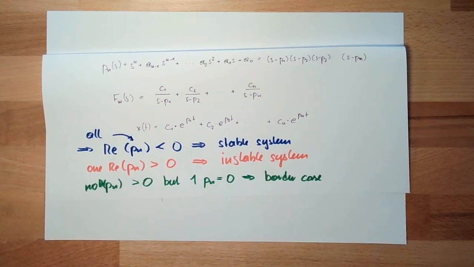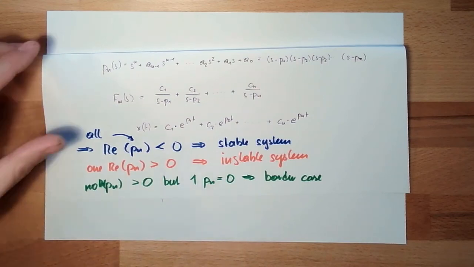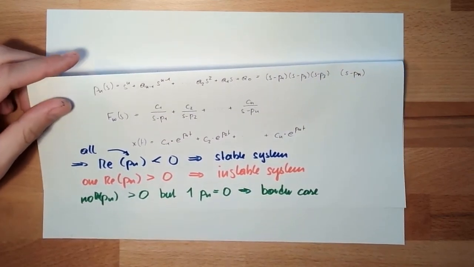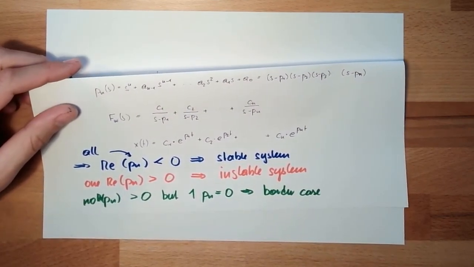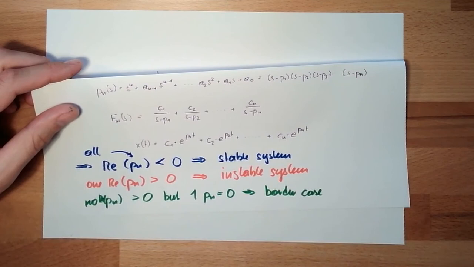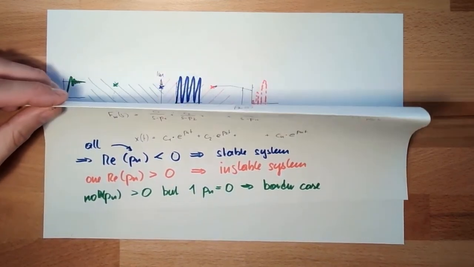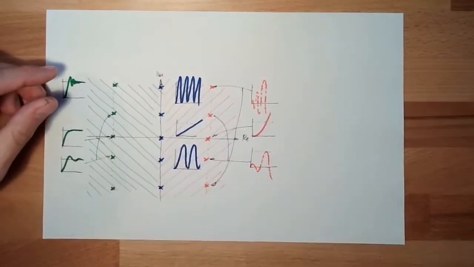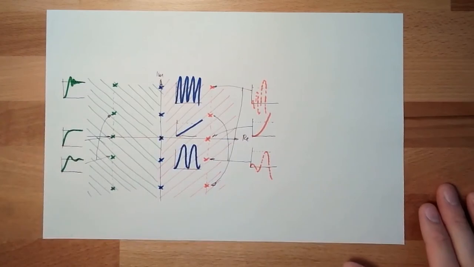So this is already one stability rule, which looks a little bit like voodoo. There's also a second stability rule, which looks even more like voodoo than this one: the Hurwitz criteria.